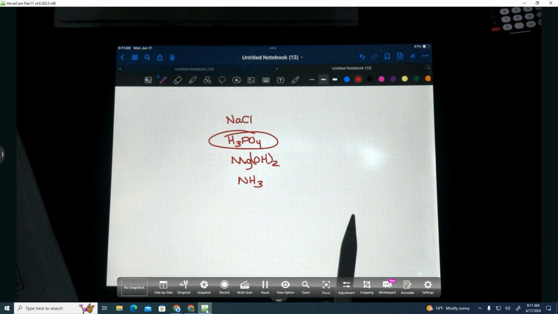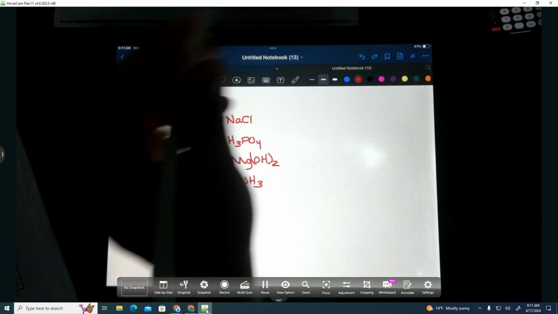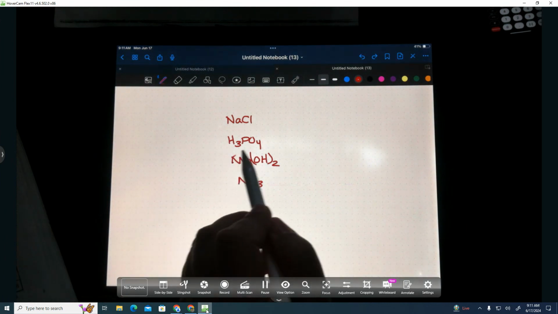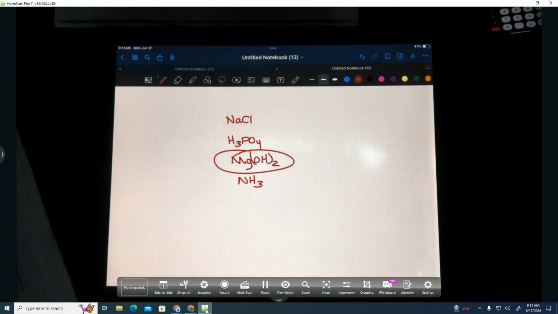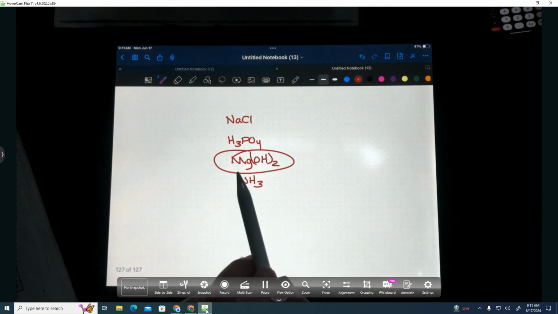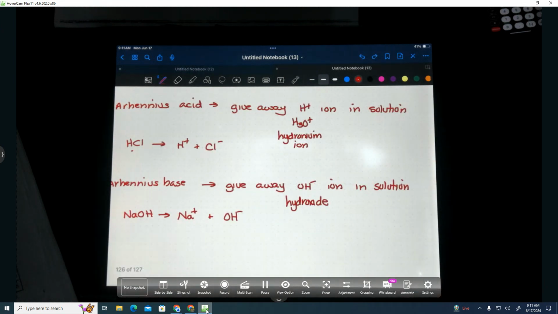Also, look at your table K to help you figure out which ones are acids. If they asked you which of the following would donate a hydroxide ion as the only negative ion in solution, this one would give off an OH ion as the only negative ion in solution. Bases give off OHs, acids give off H's, according to the Arrhenius definition.